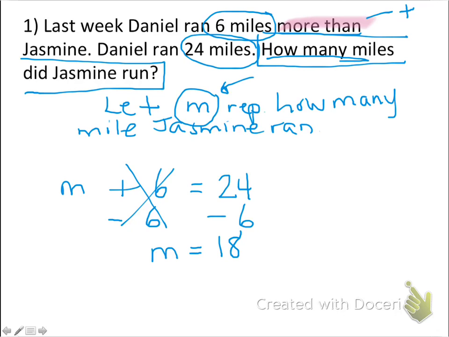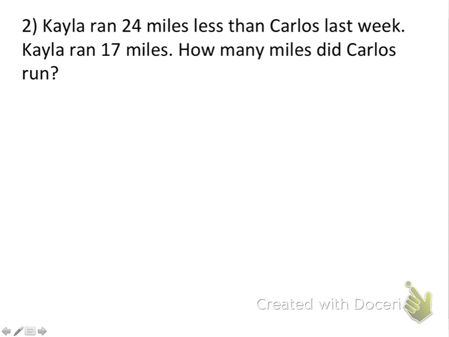The last step is to add the units. M is what? 18 what? 18 minutes, 18 potatoes. It's actually 18 miles. So I'm just going to write miles. And now we're finished the question. I know this can be a little bit hard, so we're going to do another one.